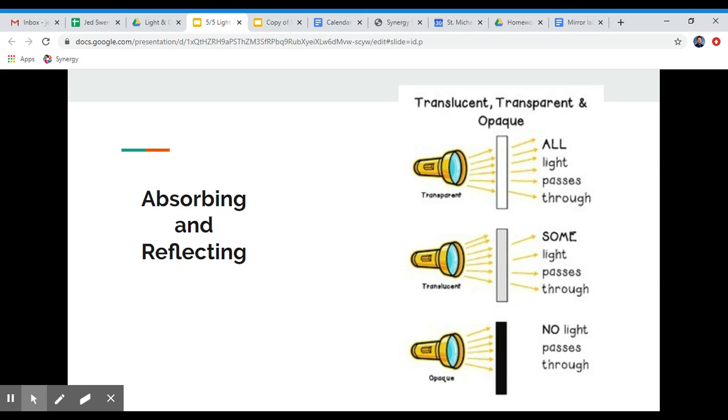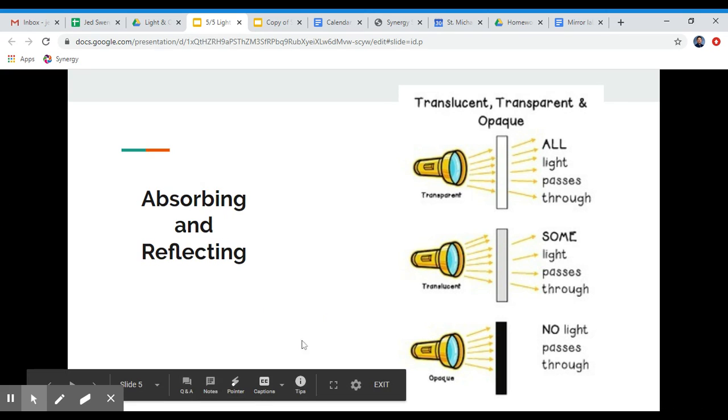And then the last one would be opaque. Most objects that we deal with in our everyday life are opaque. Basically, if it does not let light pass through and it either absorbs or reflects most of the light, then it is opaque. Okay. The reason we see objects is because they are opaque and they reflect some light and absorb some other light as well.